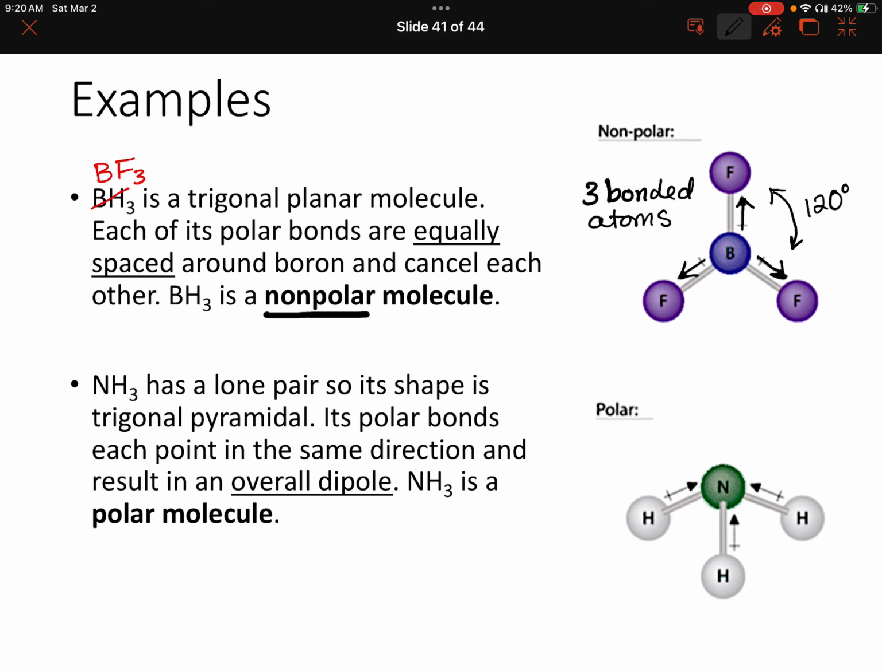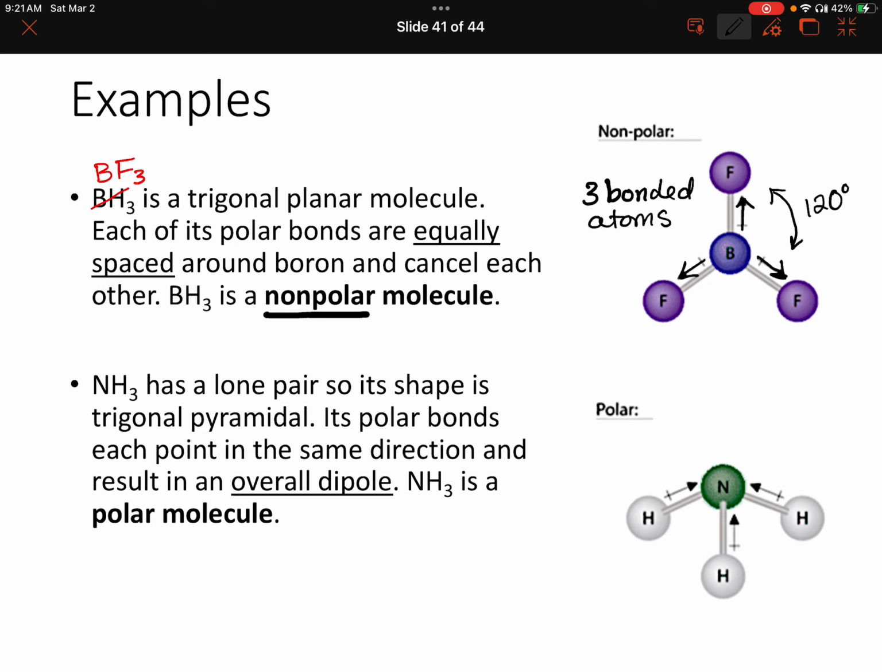So again, I like to think of this like tug of war. So in this case, we would have three ropes that are all connected in the middle. Now, if we have three teams that are each tugging on one of those ropes, and they are all tugging with equal force, then no one's going to move in a particular direction, and no one wins. So it's the same thing here. We have three equal forces that are all pulling in equally spaced directions, so they cancel each other out.